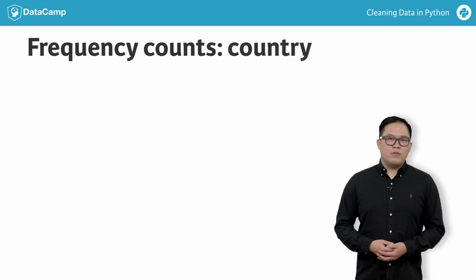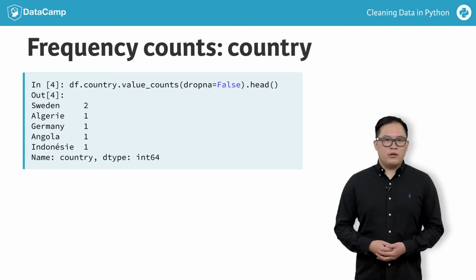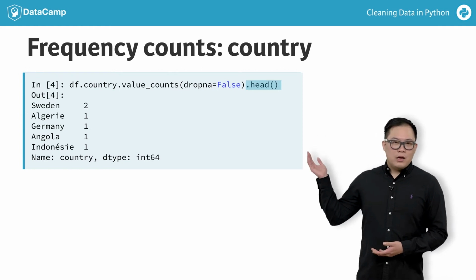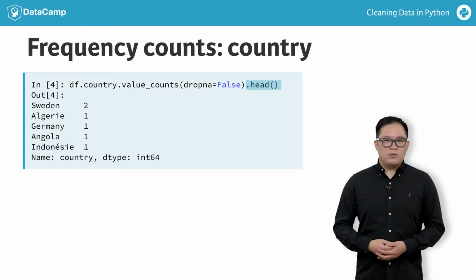Now we will count the number of observations for each country in our data. Since there are too many countries to show at once, I'm using the head method to only return the top 5 counts. In this example, I'm chaining together methods. I'm slicing and getting the value counts just like before. We expect each country to have only one observation, but Sweden has 2. This will require us to investigate this data point further.